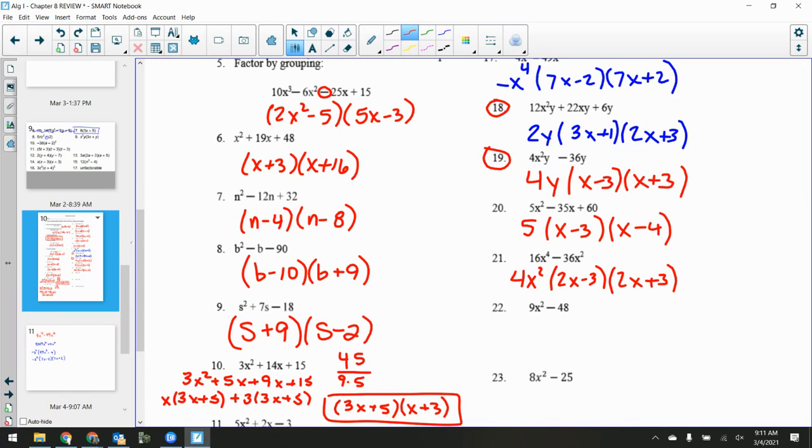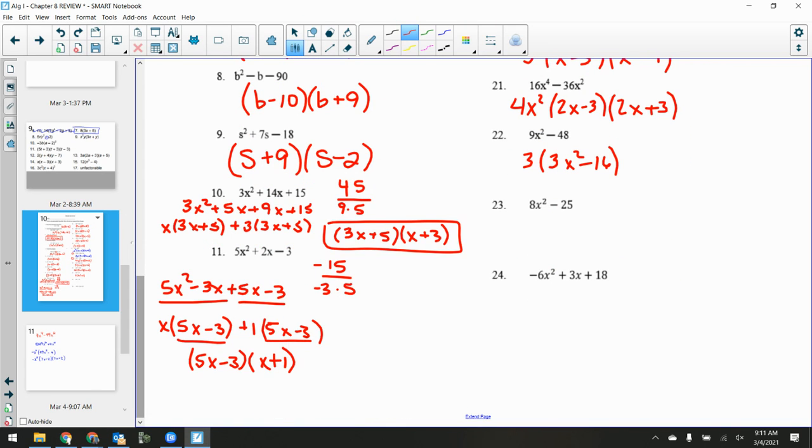Who had 22? 3. Good. The only thing we can do here is pull out the 3, because we're left with a 3x squared minus 16, and 3 is not a perfect square, so we're done. I think Hayden Rutter had 23? What is it? Prime. Optimus Prime. And then who had 24? What'd you have for that one? Negative 3. It should have just been negative 3, not negative 3x.